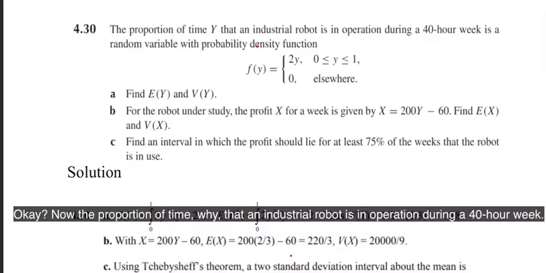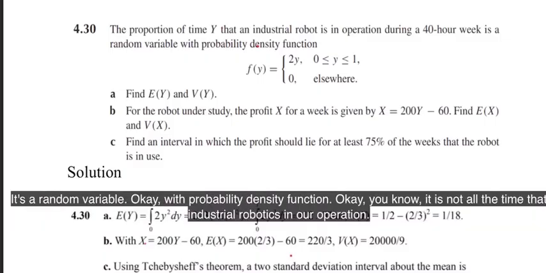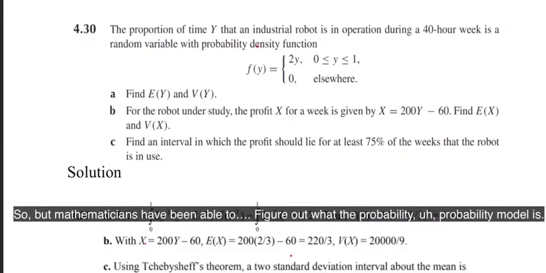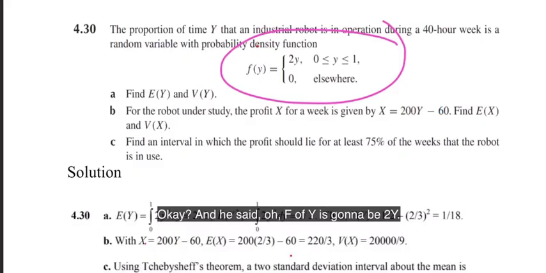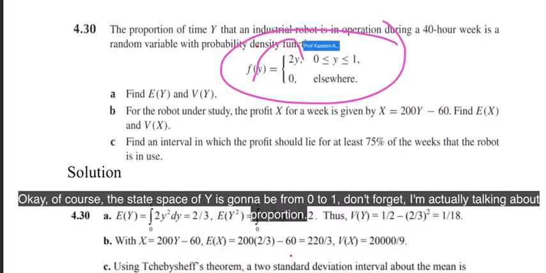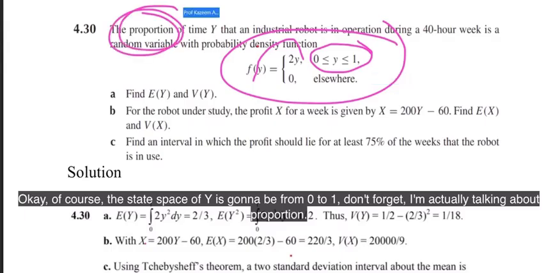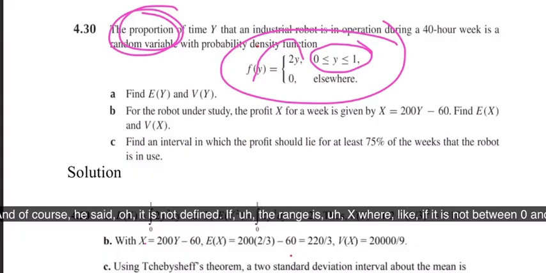Now the proportion of time, y, that an industrial robot is in operation during a 40-hour week is a random variable with a probability density function. It is not all the time that an industrial robot is in operation, but mathematicians have been able to figure out the probability model. They said f of y is going to be 2y. Of course, the state space of y is going to be from 0 to 1. Don't forget, I'm talking about proportion. And of course, it is not defined if y is not between 0 and 1.